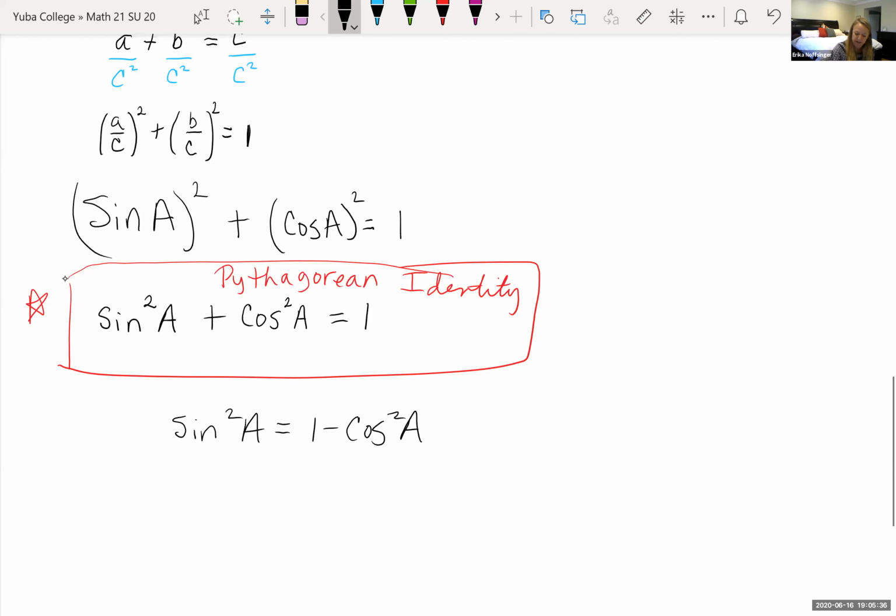Same idea, if I went back to this Pythagorean identity in this form and I solved for cosine squared A, basically I'd be subtracting sine squared A on both sides. So cosine squared A is equal to 1 minus sine squared A.